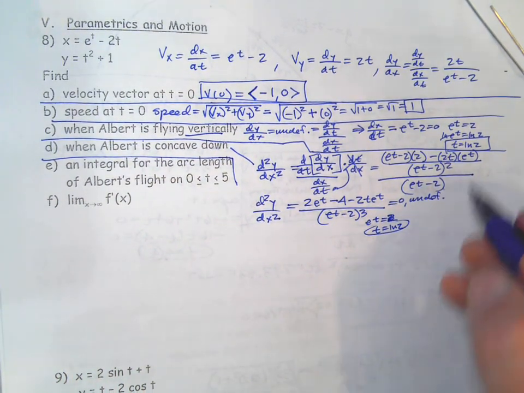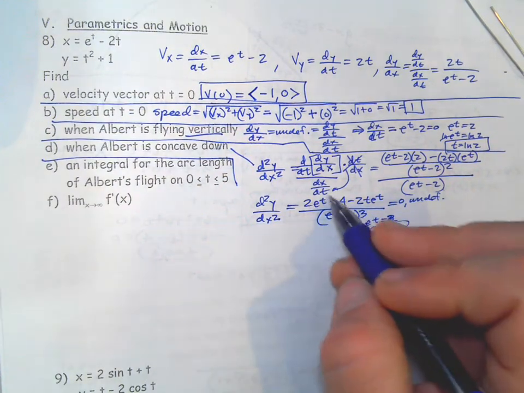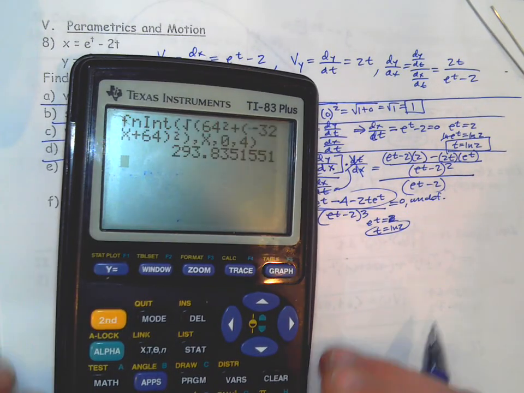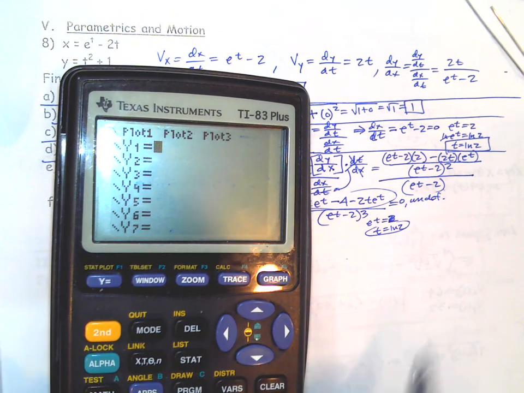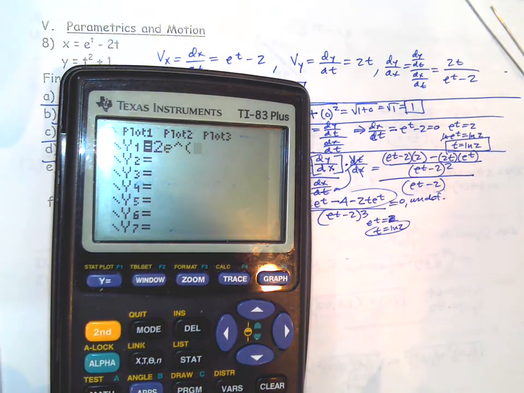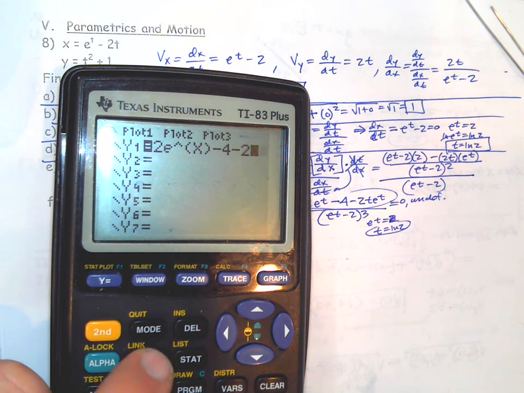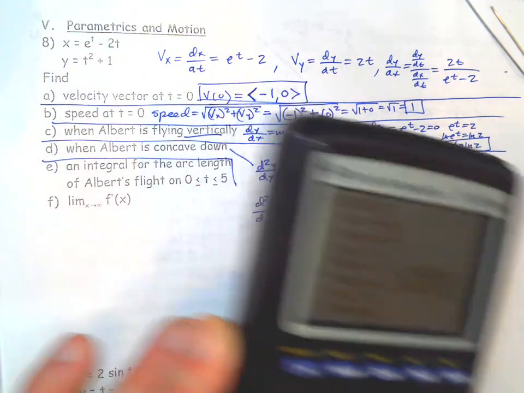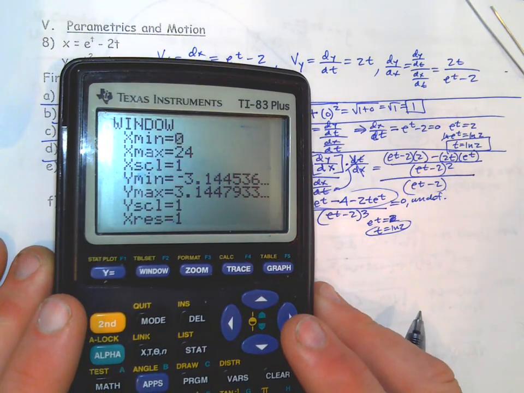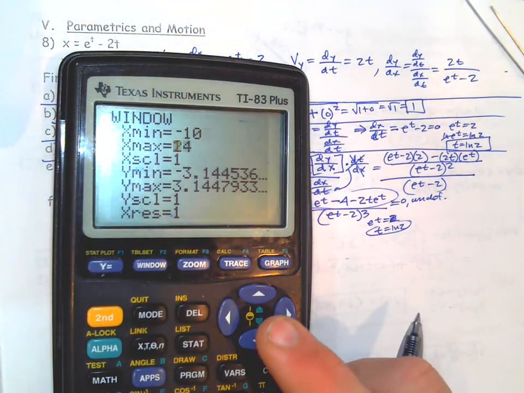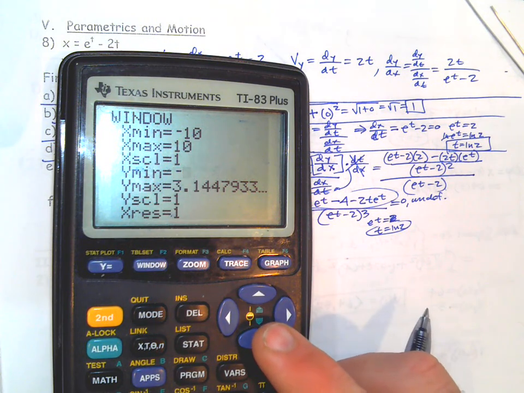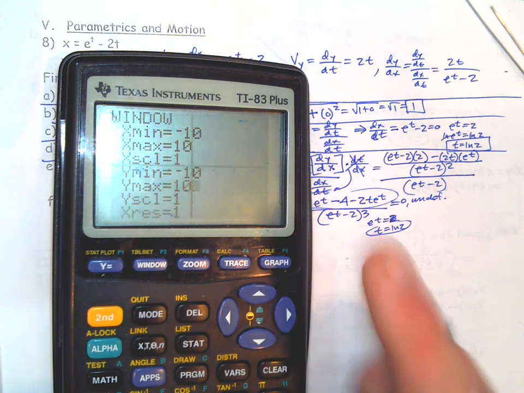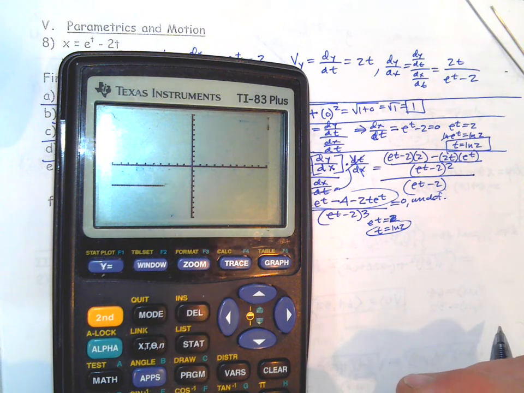And then this other one, we can use our calculator to try and solve this. I don't think we're going to have any luck solving that by hand. So I'm going to go to y equals 2e to the x minus 4 minus 2x e to the x. I'm going to go to the window. It doesn't really tell us where we're looking, so we just start with like negative 10 to 10. We're really just looking for the x-intercepts, maybe. Let's just see what this looks like. Yeah, we're just looking for the x-intercepts.